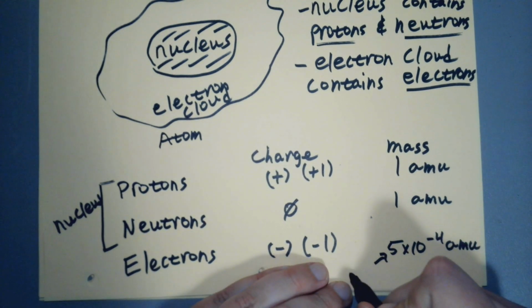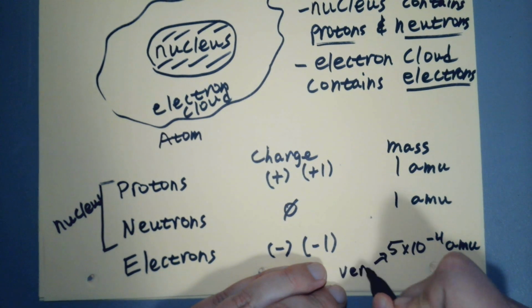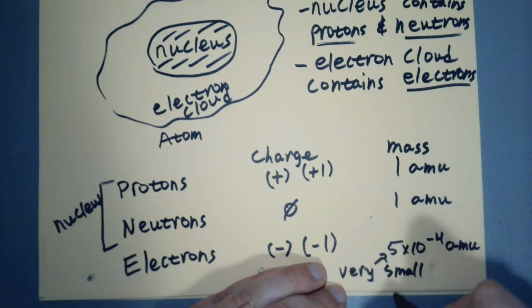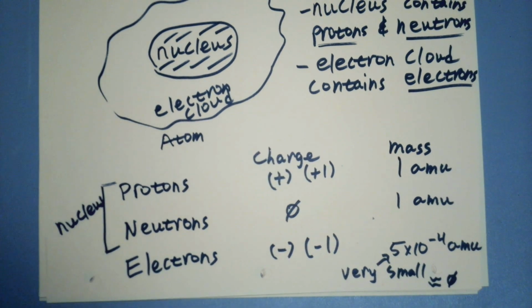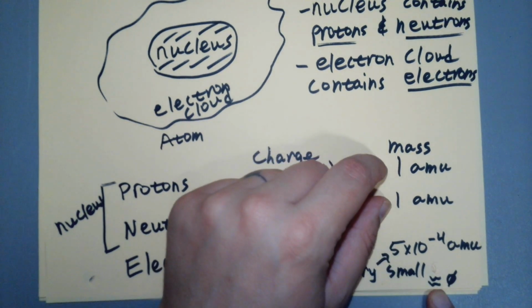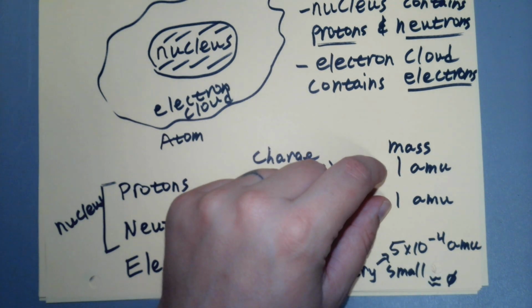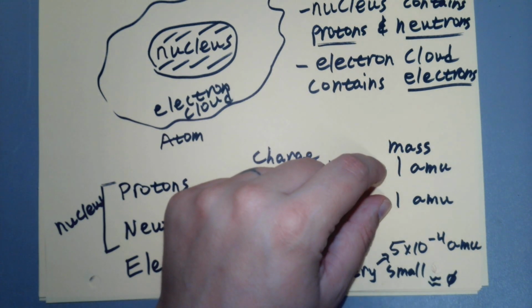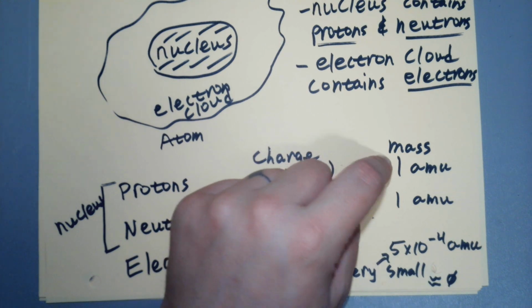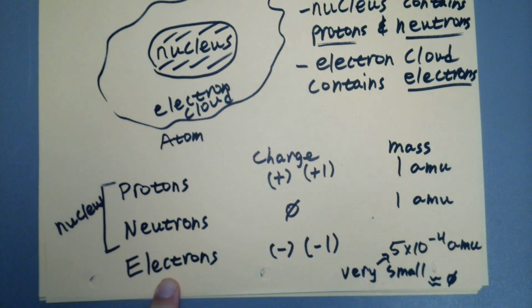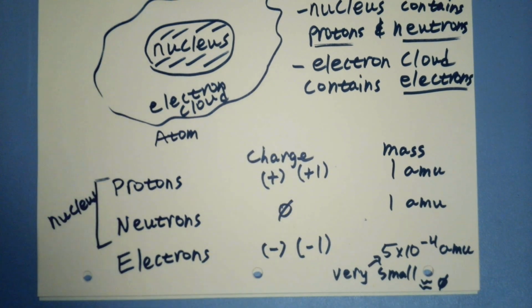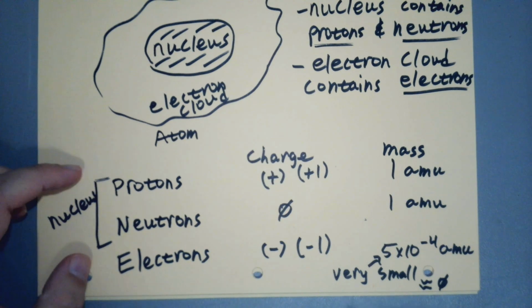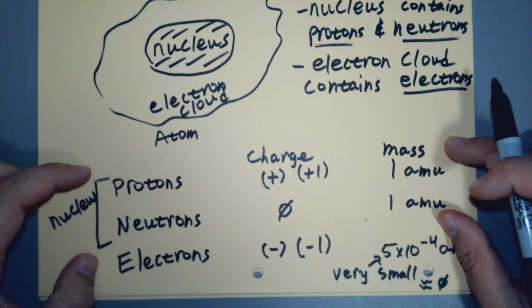Alright, so this is like an insignificantly small, this is very small. So it's essentially 0. It has volume, it has mass, it is a form of matter, but compared, it's like 1/2000th of these guys. And there's no atom that has 2,000 electrons on it. So it's just not going to come into play. So it's essentially 0. So what that means is the nucleus contains pretty much all the mass in the atom.